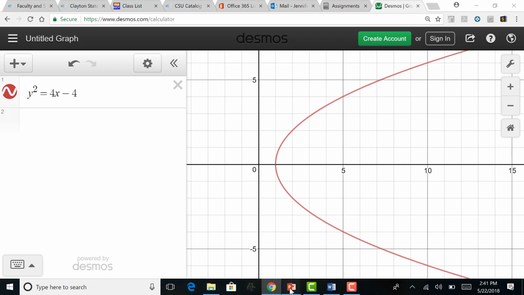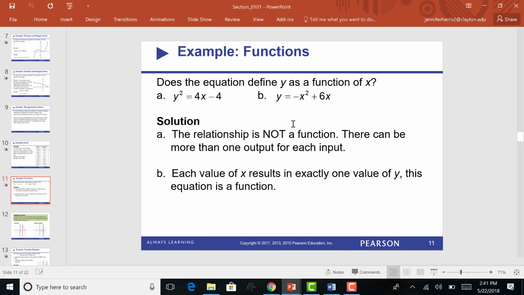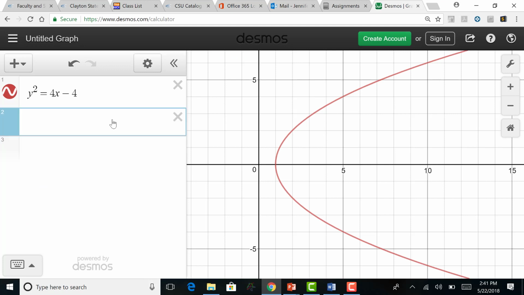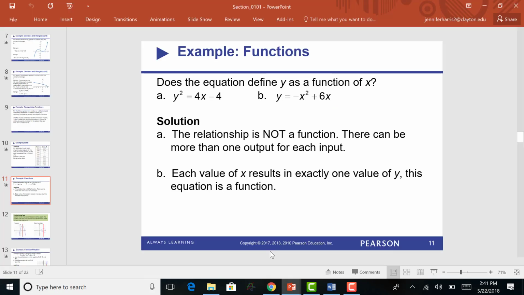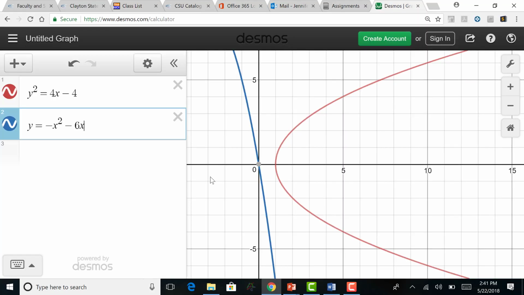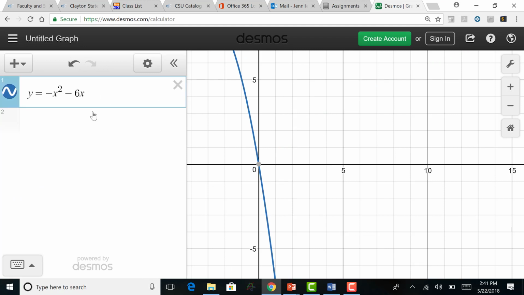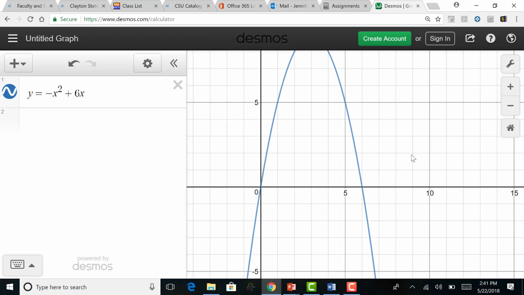All right, what was the other one? Okay, negative x squared plus 6x. Let's type that one in. Was that minus 6x? Let me see if I typed it right. Plus 6x. Negative x squared plus 6x. All right, delete this one, because we don't need that one. All righty, here's my graph.